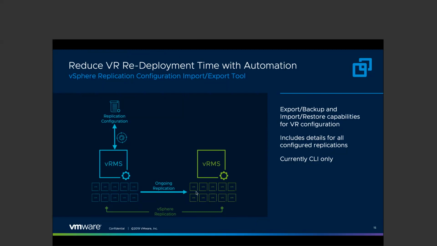And this can be used in case something happens to the vSphere replication appliance. You can easily install a new vSphere replication appliance and import this XML file, again following the steps in the CLI. And then this will restore all your active replications, including the seeded replications, and you don't have to configure everything from scratch.